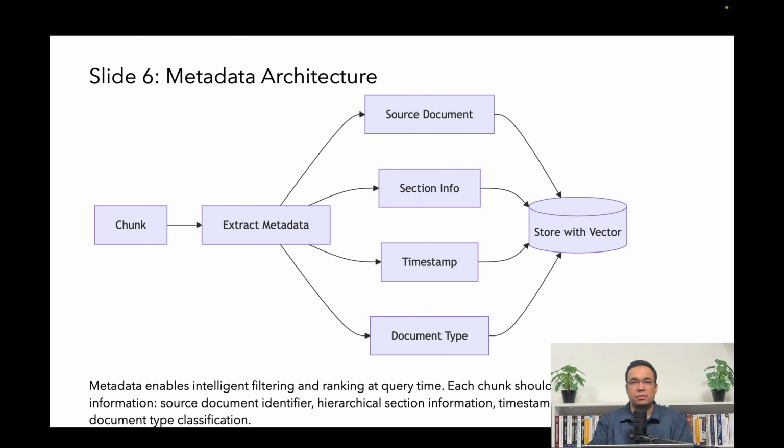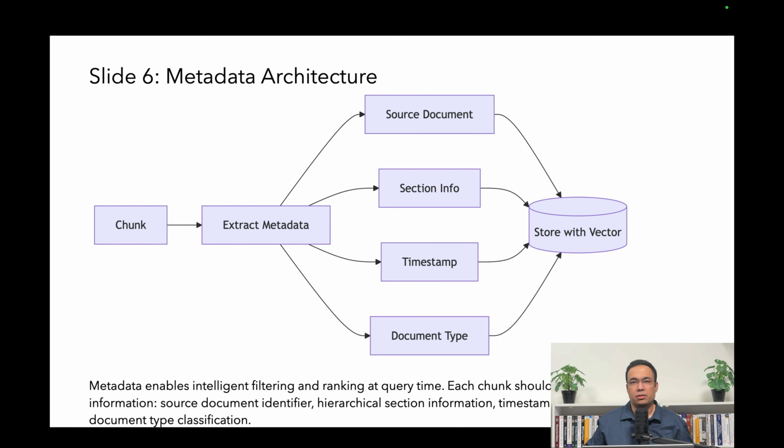Metadata also enables sophisticated ranking strategies that go beyond pure similarity scores. You can weight official documentation higher than the community contributed content. You can prioritize recent information over outdated content when recency matters. You can boost verified sources or user generated content based on your domain requirements.